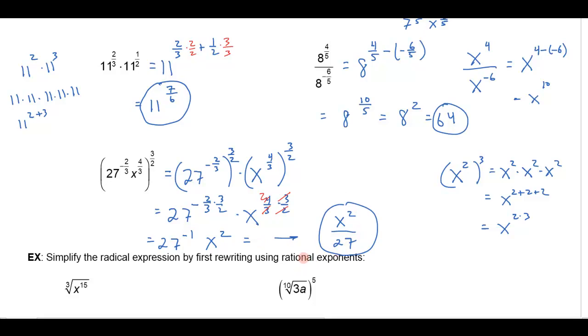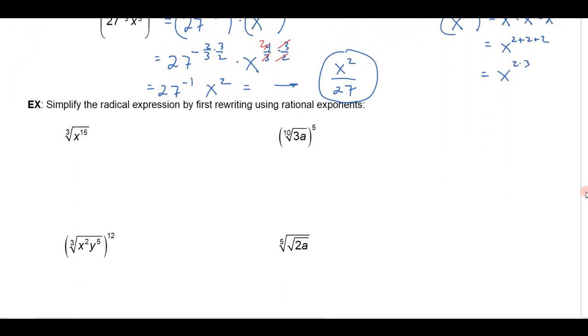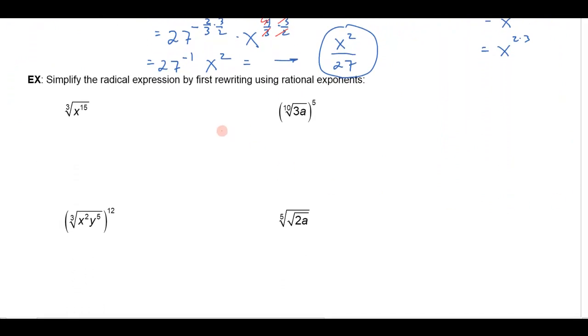Now we can also use our rules of exponents to simplify radical expressions, now that we understand the relationship between radicals and exponents. So if I wanted the cube root of x to the 15th, this is x to the 15th raised to the 1/3 power. So the cube root is the 1/3 power, and then I'll multiply my exponents. That's 15 times 1/3. So that's going to give me x to the 5th power.